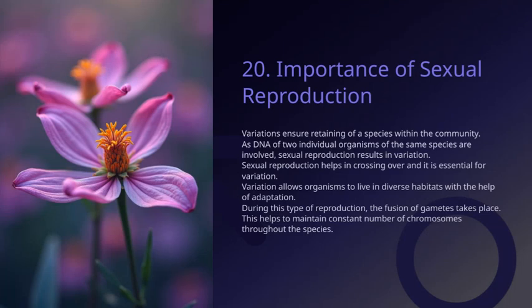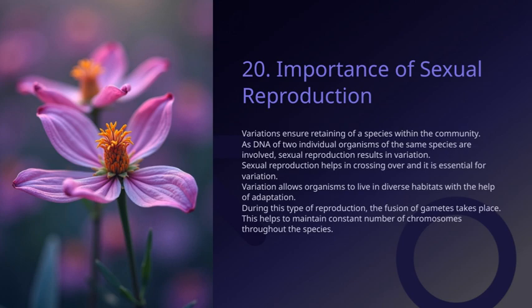Variations ensure the retention of a species within the community. When we talk about variation, we're referring to the differences that arise within a species, which are crucial for its survival. Since DNA from two individual organisms of the same species is involved, sexual reproduction naturally results in variation. This process of crossing over during sexual reproduction is essential because it shuffles genetic material, creating new combinations. These variations are vital because they enable organisms to adapt to different environments. Think of it as a way for species to evolve and thrive in diverse habitats.